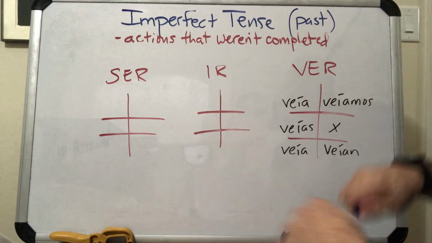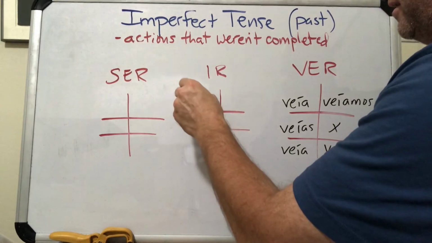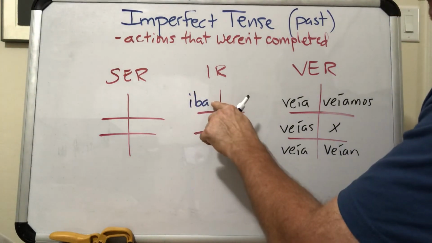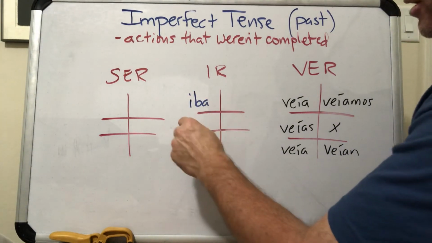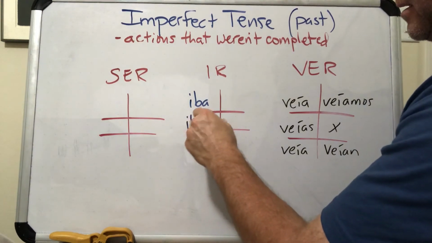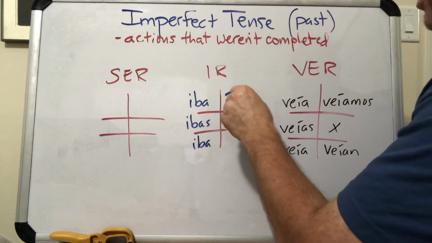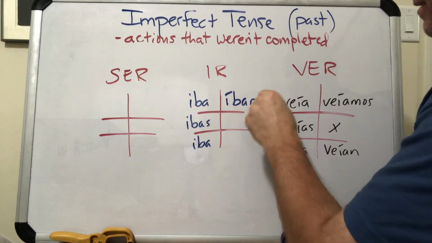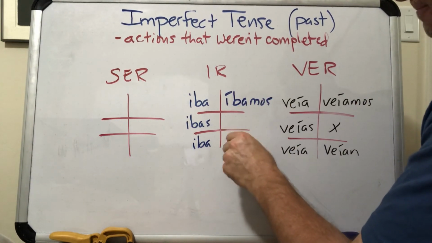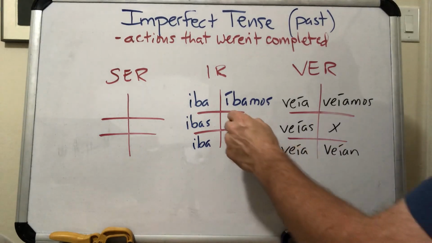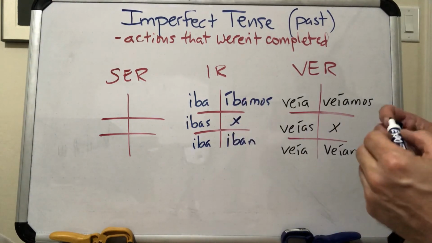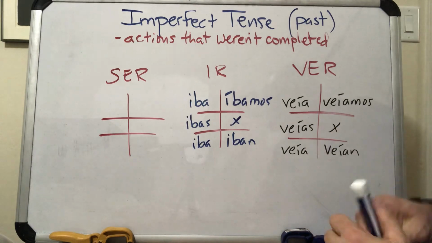For ir, we have iba. Again, remember, this means I was going or I used to go. Ibas, iba, íbamos, that's the only one that has an accent, and iban. Ibais, but we don't use that one. So those are my forms of ir.